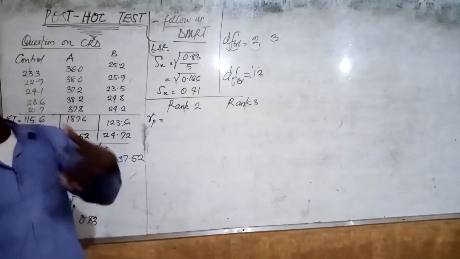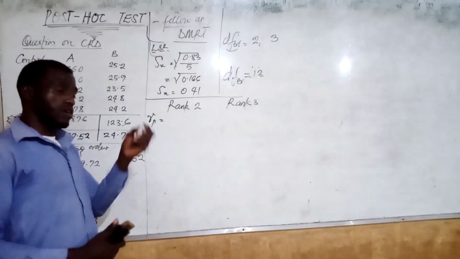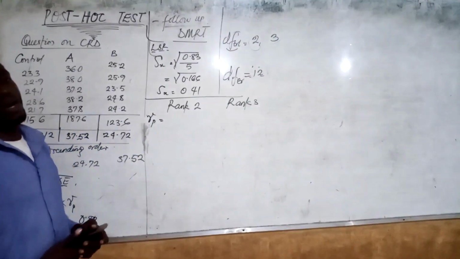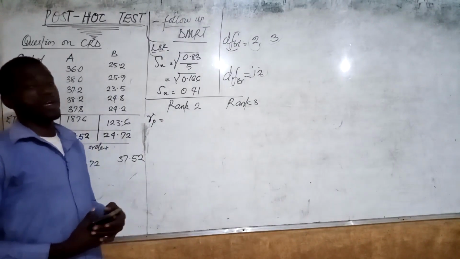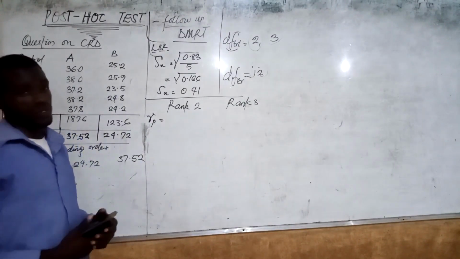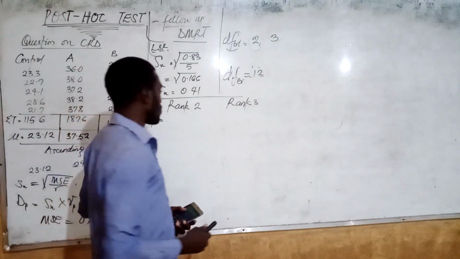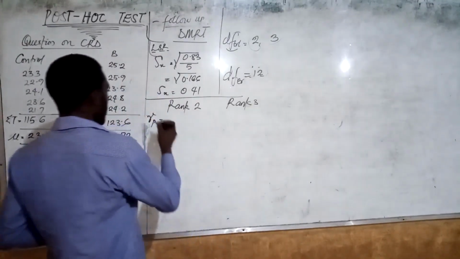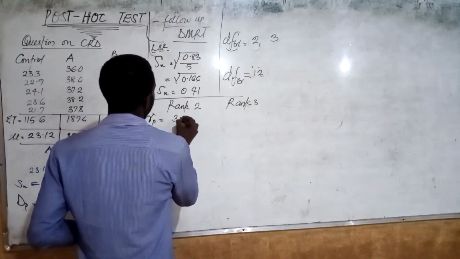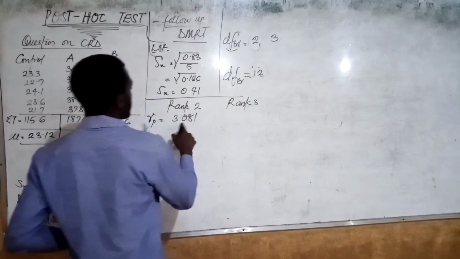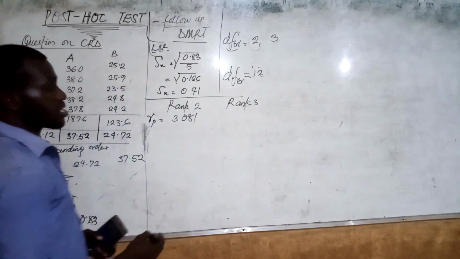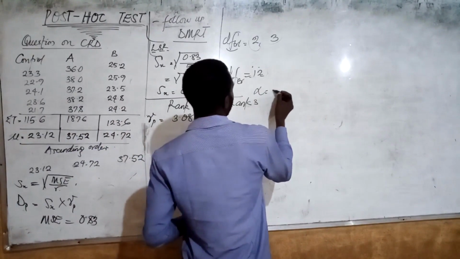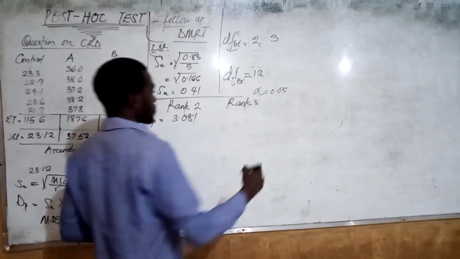If we have 5 means, we are going to have 4 ranks, rank 2 to rank 5. Those are still 4 ranks. So our RP value for this case was 3.081. That is checking it under alpha equals 0.05.